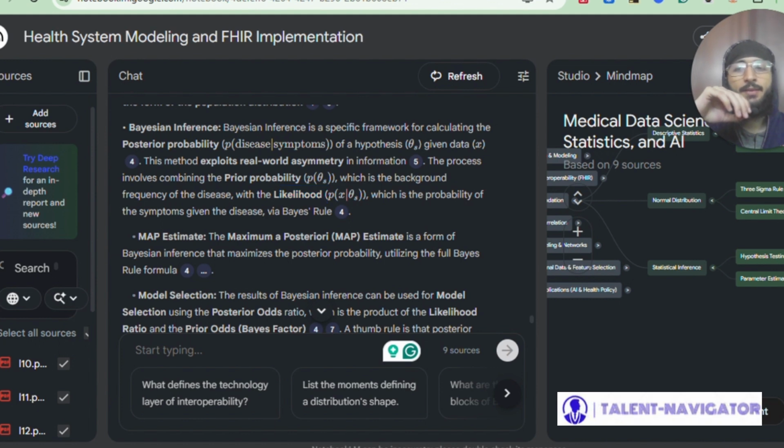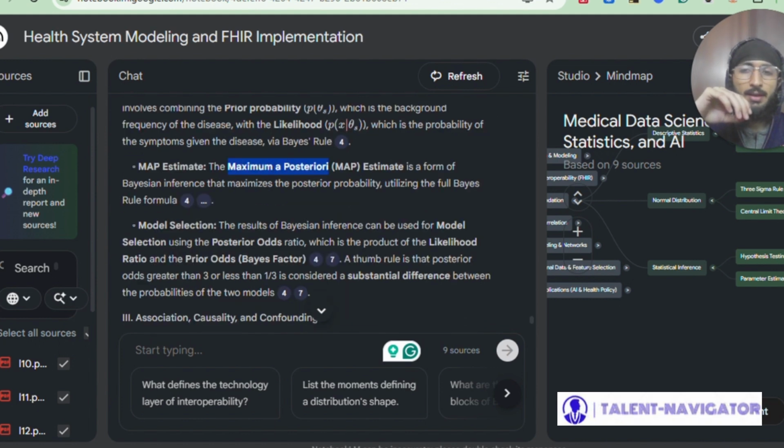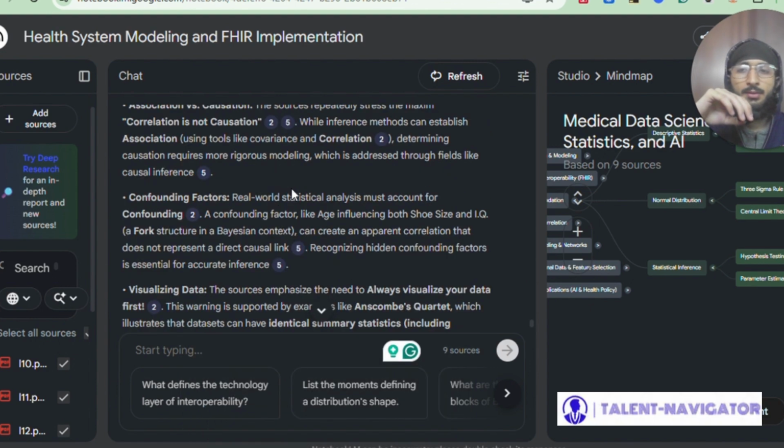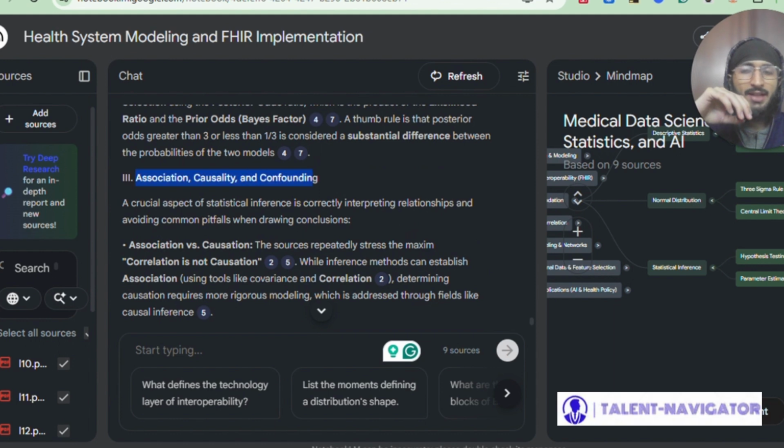Via the Bayes rule we calculated. Then we have maximum a posteriori estimate, which is a form of Bayesian inference that maximizes the posterior probability utilizing the full Bayes rule formula. Right. Now moving on, association, causality, and confounding.